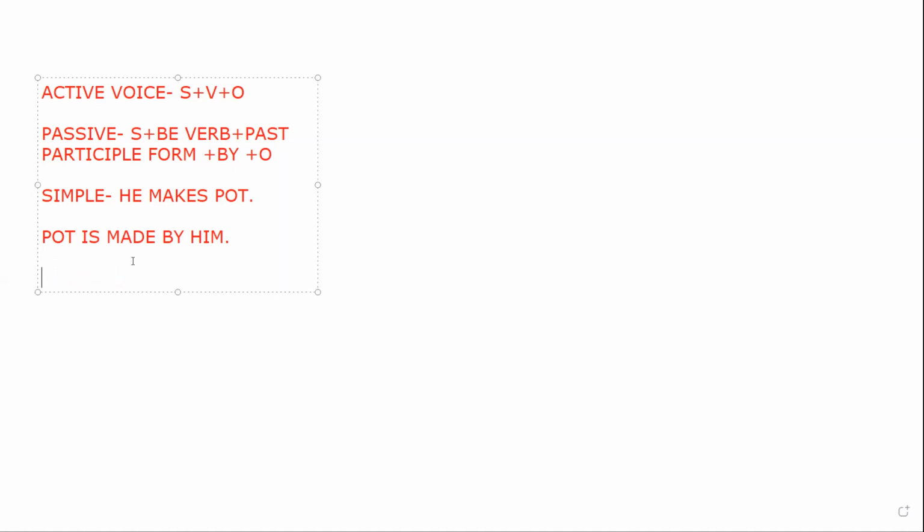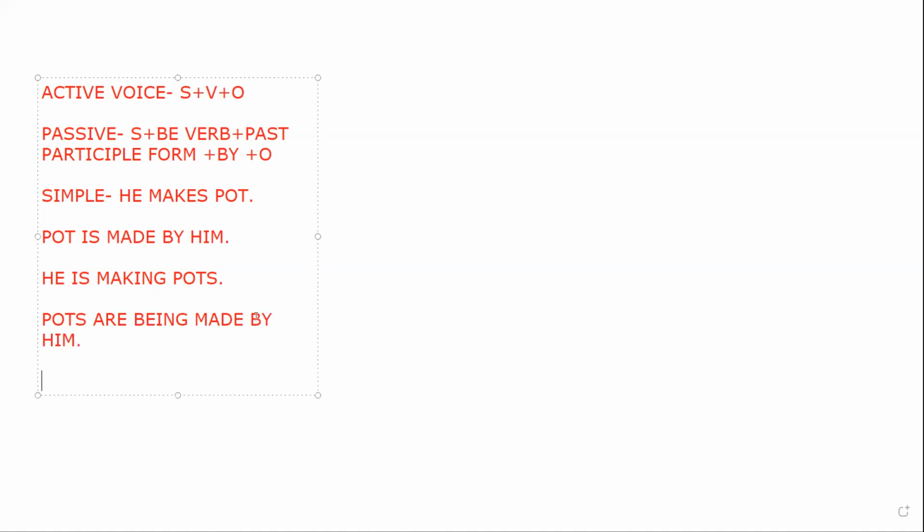In present continuous, so he is making pots. So in passive, pots will come in the place of subject. Pots are will come here because pots are plural. Then being made. So in continuous, you have to put is or are and then being and made by him.